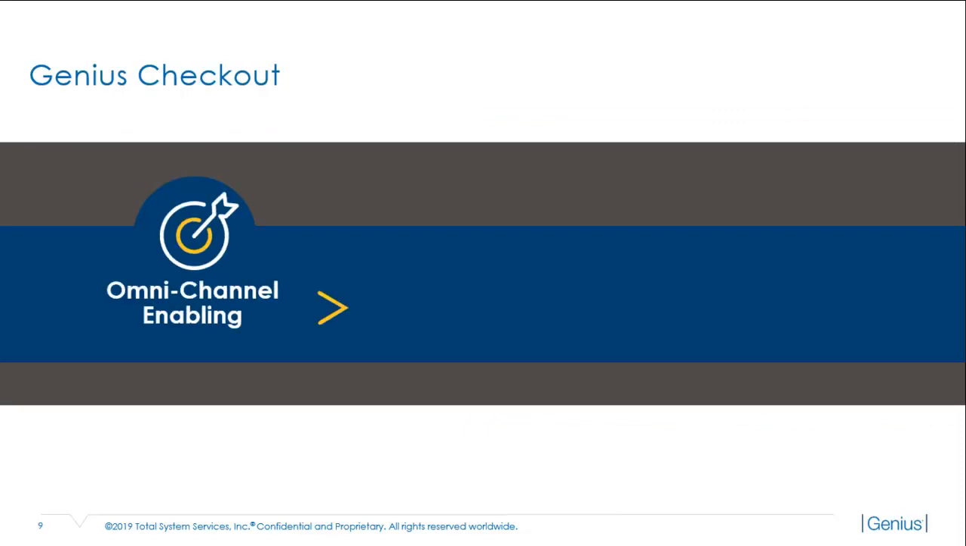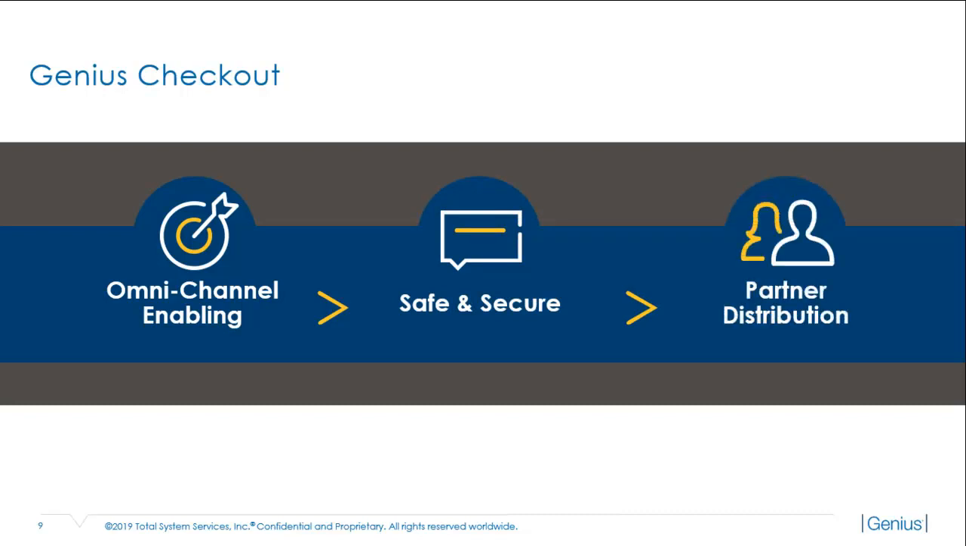With the TSYS Vault, Omnichannel is enabled. Checkout, just like all the other Genius solutions we've talked about, is safe and secure because it encrypts all data and does not pass any sensitive data to the point-of-sale system. TSYS has also leveraged third parties to enhance the checkout solution for our merchants.